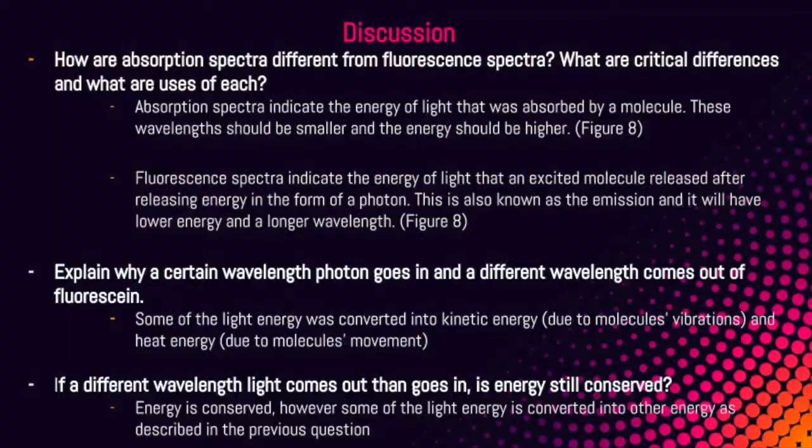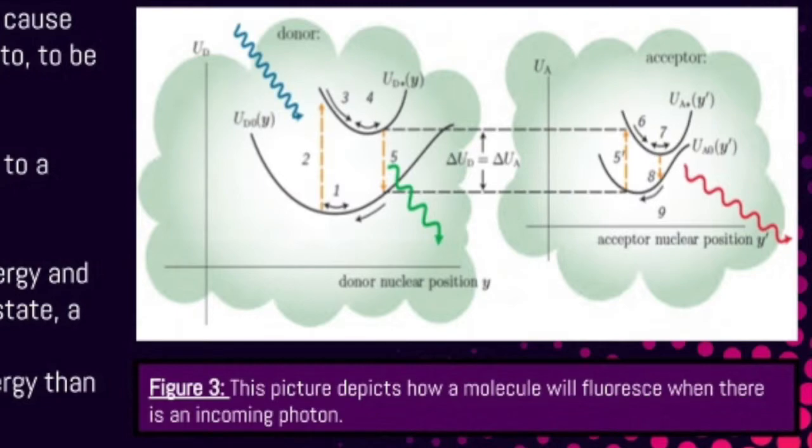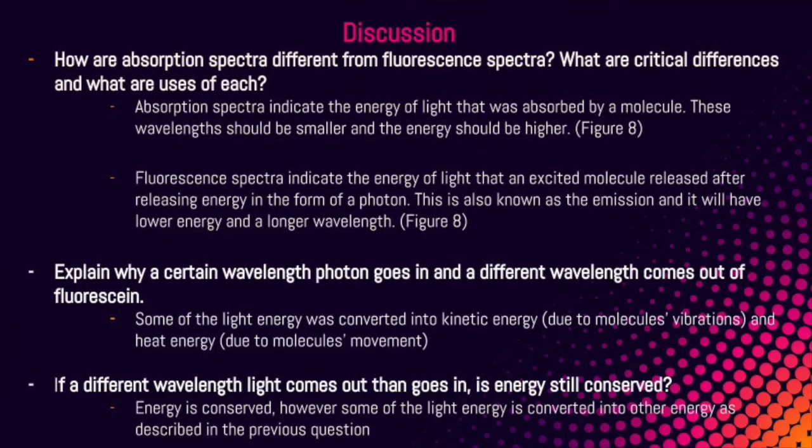The absorption and fluorescence spectra are different because the absorption spectra indicate the energy of light absorbed by the molecule, while fluorescence spectra display the energy of light released by an excited molecule. The emitted photon has less energy than the absorbed photon. This occurs because light energy was converted into other energy, such as vibrational energy. This form of kinetic energy was represented in Figure 3 by the fourth and seventh arrows. The conversion of light energy into other forms of energy shows that energy is conserved.